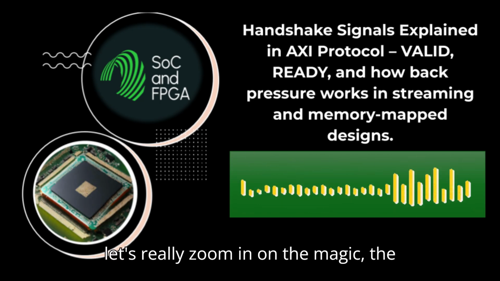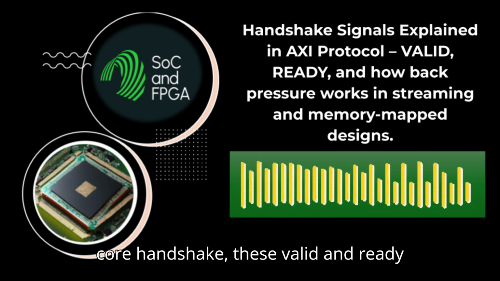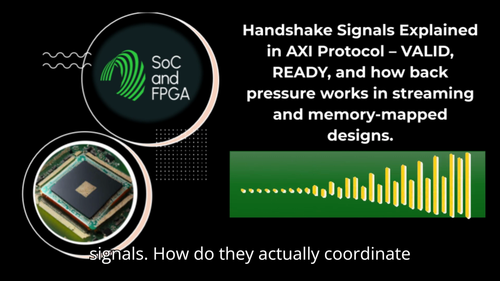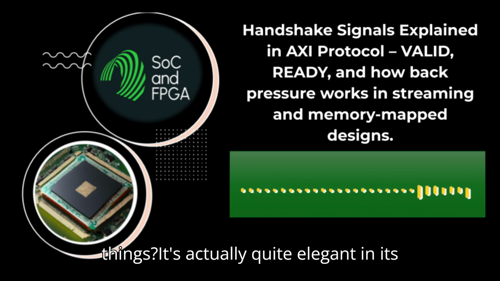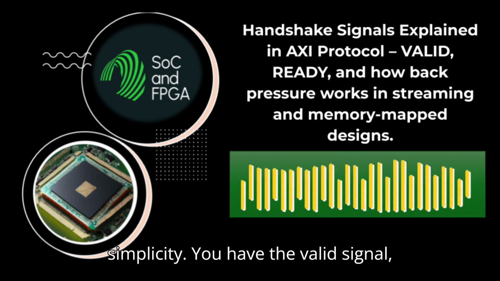Got it. Now, let's really zoom in on the magic, the core handshake, these valid and ready signals. How do they actually coordinate things? It's actually quite elegant in its simplicity. You have the valid signal.